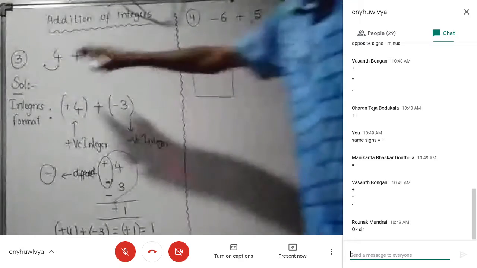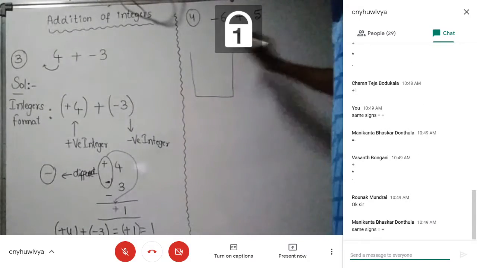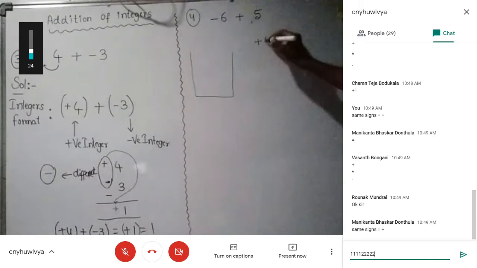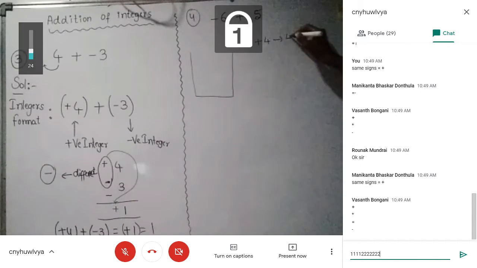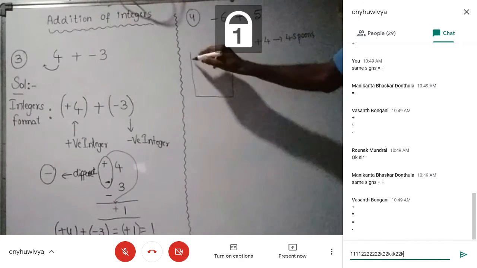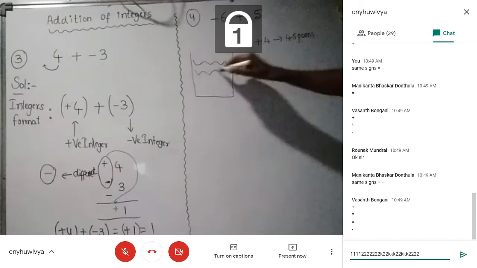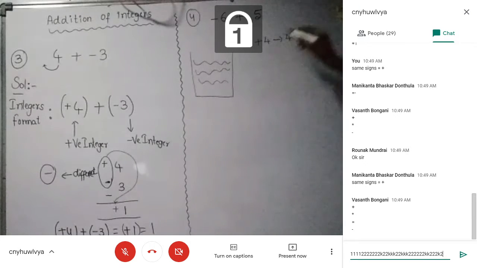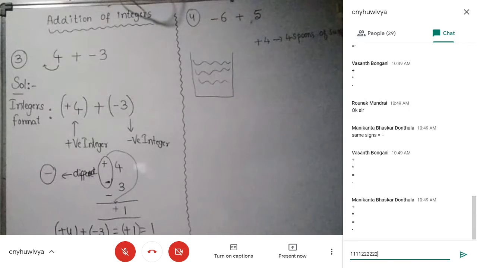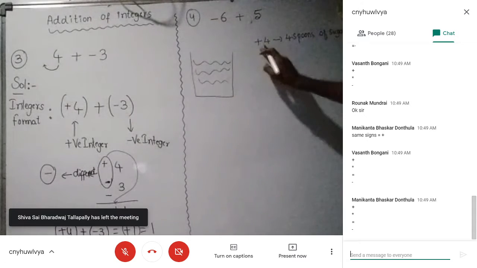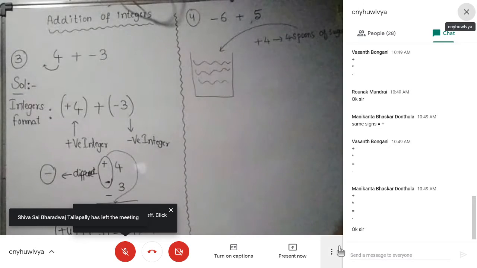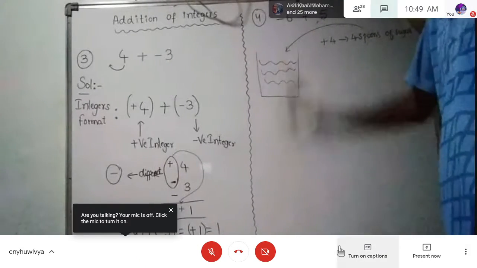See, plus 4 means what? What do you mean by plus 4? Plus 4 means 4 spoons of sugar. There is water in the glass, a glass of normal water. I added 4 spoons of sugar. Why sugar? Because plus 4 is nothing but sugar. 4 spoons of sugar I added to the water.